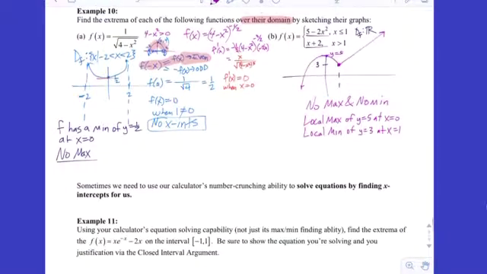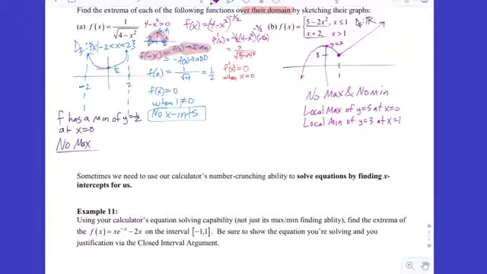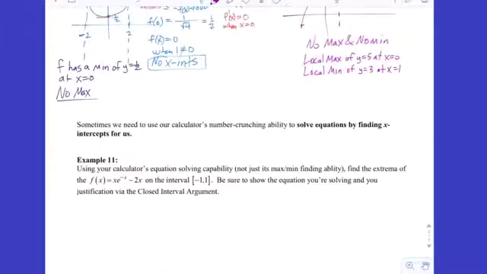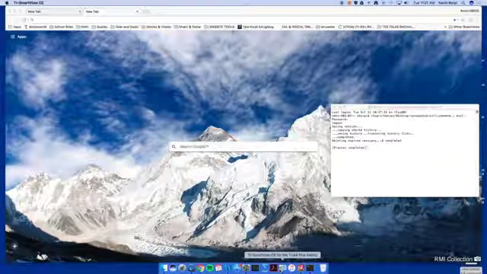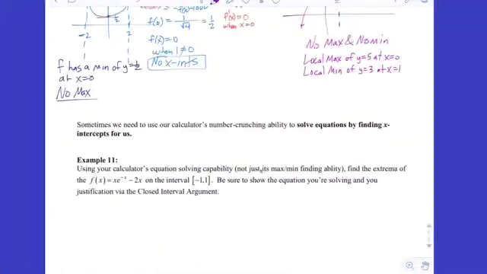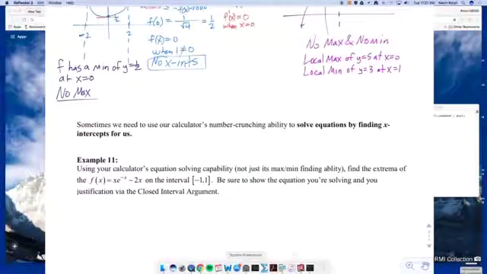All right, now it says sometimes we need to use the calculator's number crunching ability to find x-intercepts for us. So this is one of the things you should be using your calculator for, and that is to solve equations. So if you want to grab a calculator, you can, or you could just watch up here with what we do. As soon as my calculator loads, we'll get to it. Let's read what it says while we're waiting.